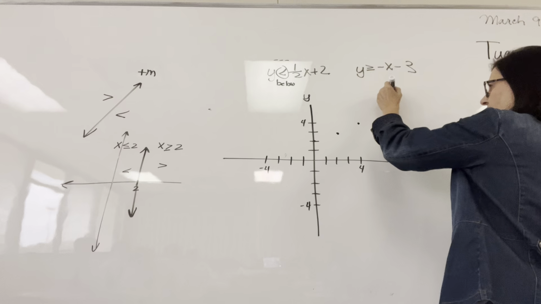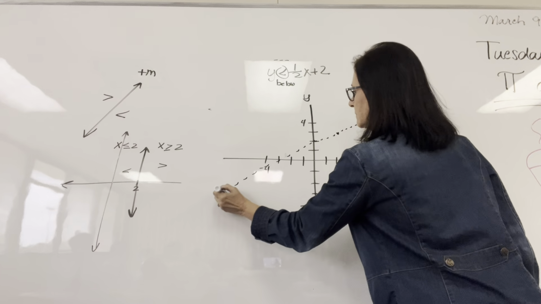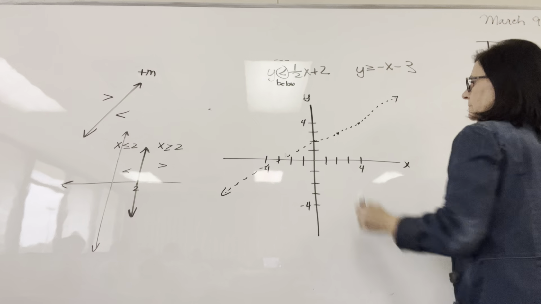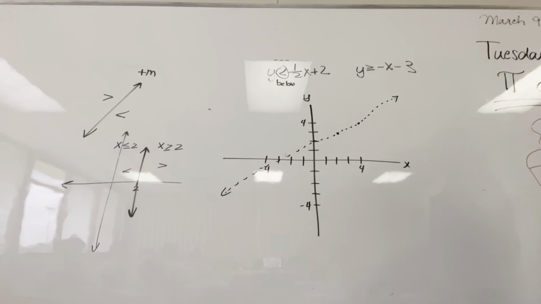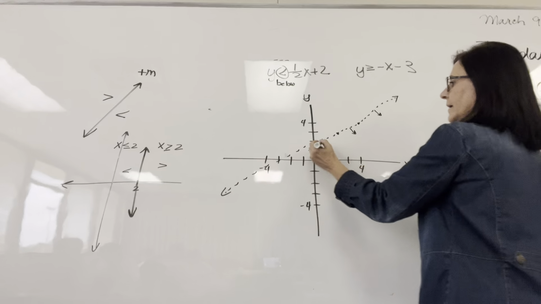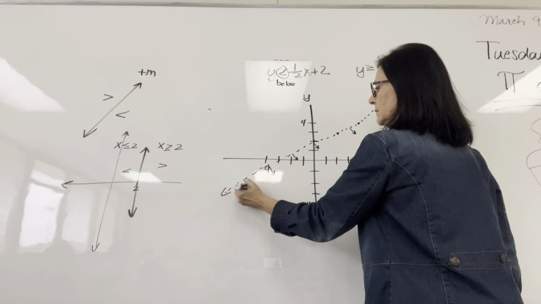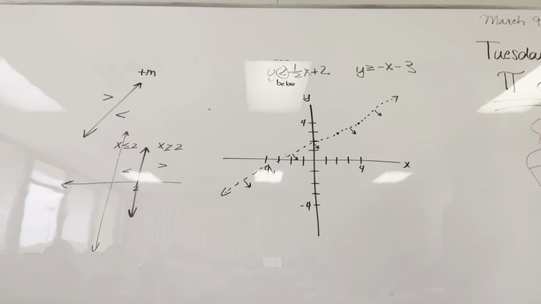So now I'm going to do my hyphenated line. All right, and it's below the line. So I always do arrows to tell me. It's going to be the region below the line. All those regions below the line satisfy that inequality. My arrows are pointing down below the line.